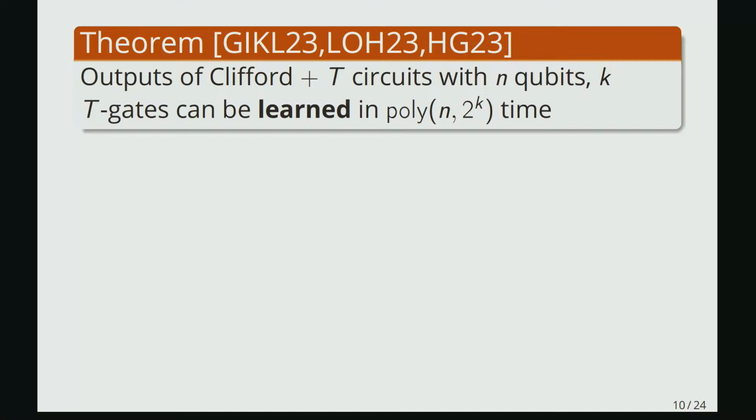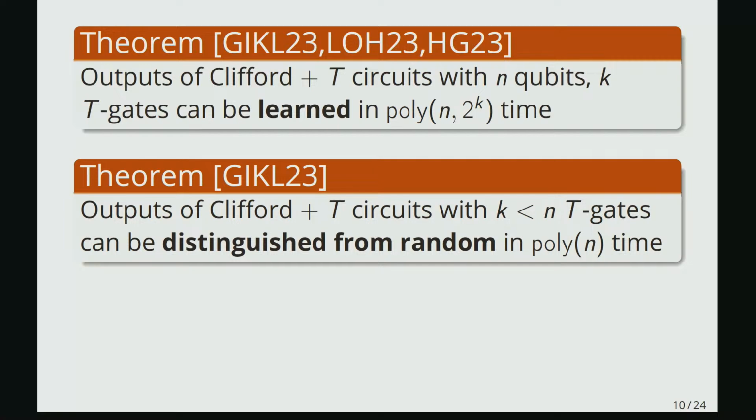Good. So this implies that, in particular, if k is logarithmic in the number of qubits, then you can learn the state in polynomial time. But this is actually not the end of the story. There's a sense in which this task does not immediately become hard when k exceeds log n, because we can also show that if you have the output of a Clifford+T circuit that has strictly less than n T gates, then while you can't learn an entire description of the state, you can at least do some weaker form of learning. In particular, you can distinguish the state from a random state in polynomial time.